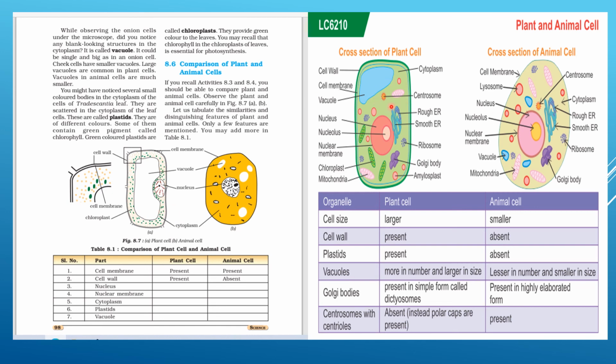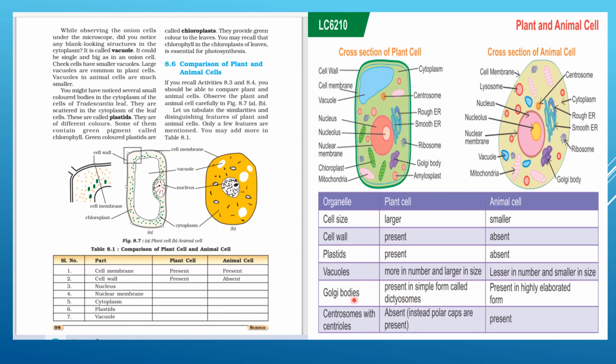So when we see the cross section of both the plant cell as well as the animal cell, what do we observe? In plant cell, the size is larger. In animal cell, it is smaller. Cell wall is present in plant cell, but in animal cell, it is absent. Plastids are present, but in animal cell, they are absent. Now vacuoles. In plant cell, they are larger in size and more in number. In animal cell, they are fewer in number and smaller in size.